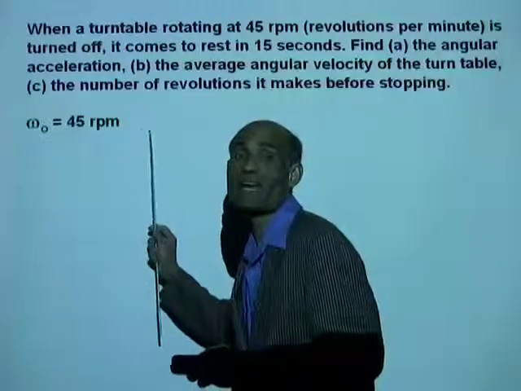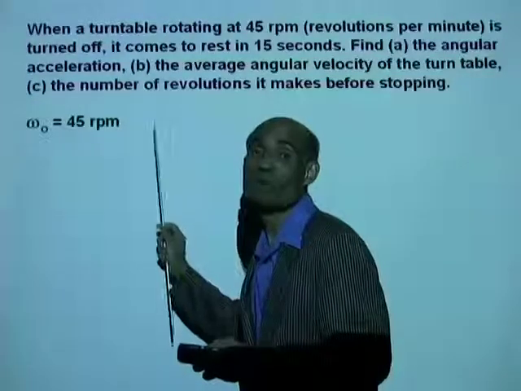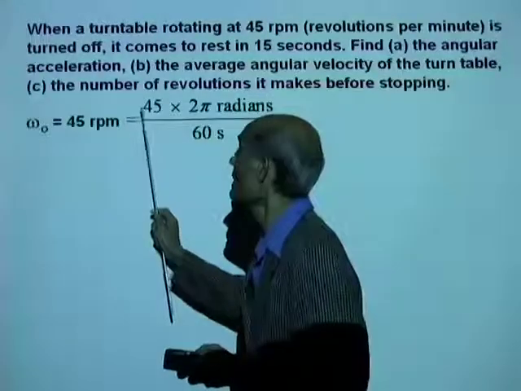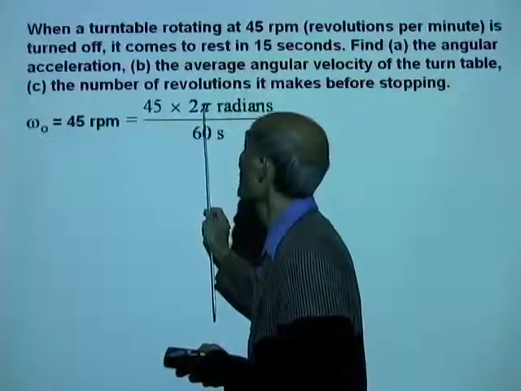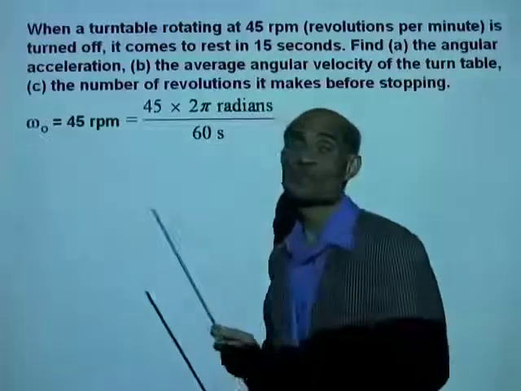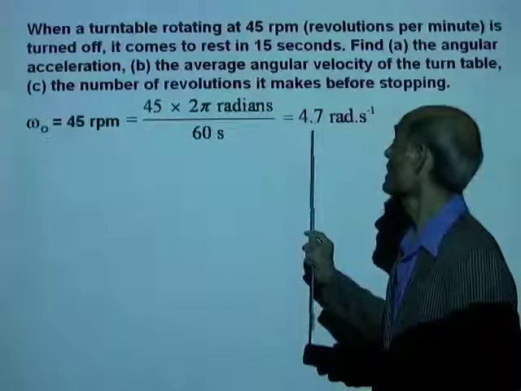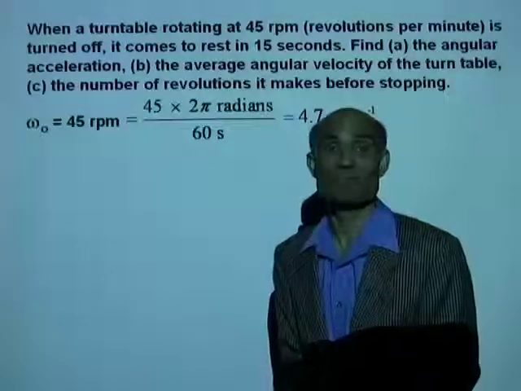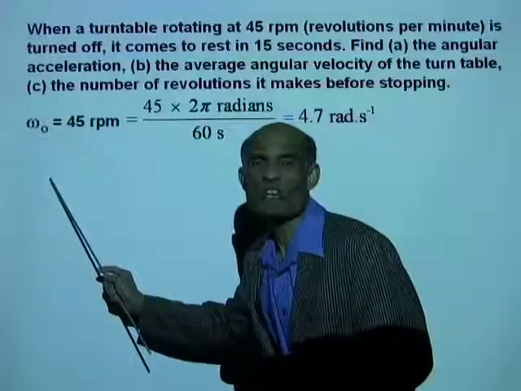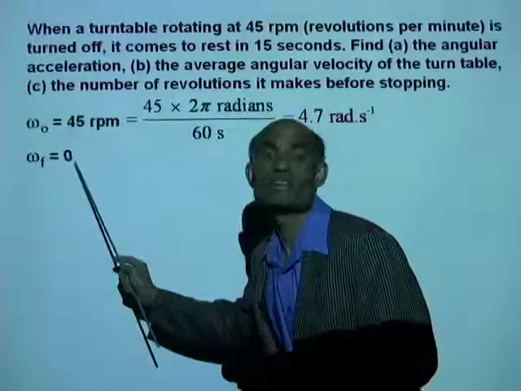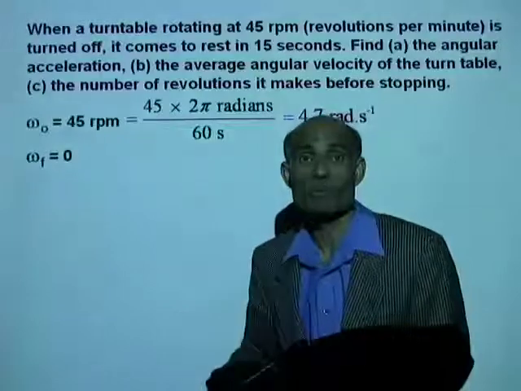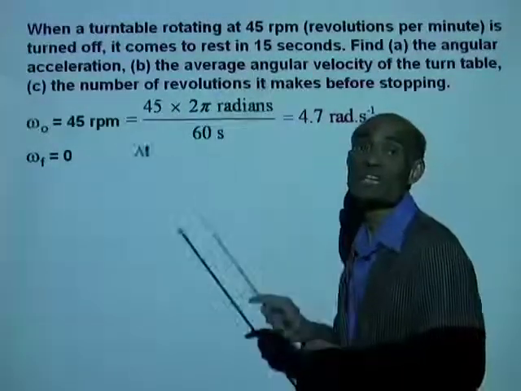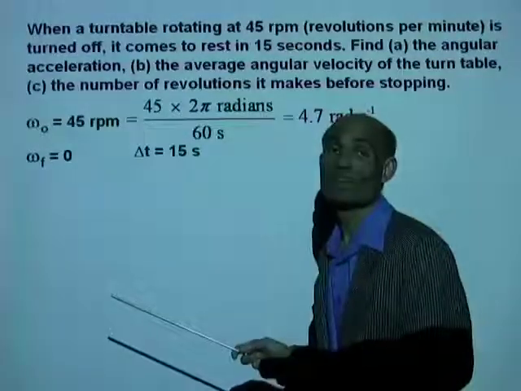Convert that to radians per second. What do we do? Multiply by 2 pi and divide by 60. That will be 45 multiplied by 2 pi radians divided by 60 seconds. That is 4.7 radians per second. And what is omega f, the final angular velocity? It is 0. It is brought to a stop. And it happened in a time t equal to 15 seconds.